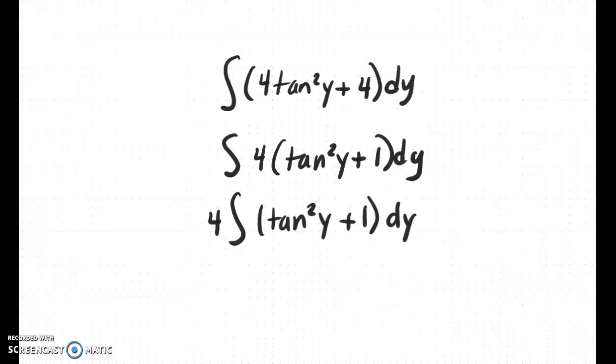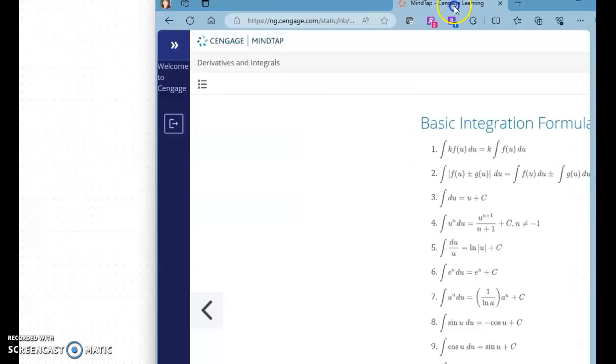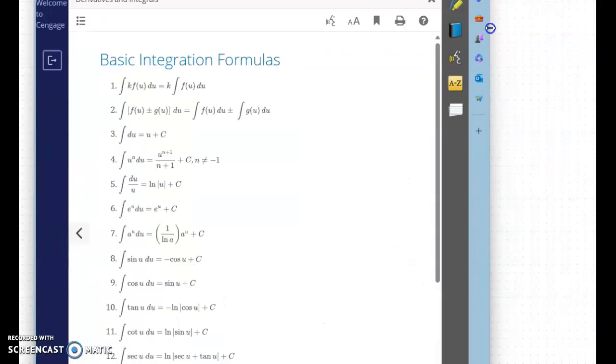And so we don't have a rule for the integration or antiderivative of tangent squared u, but we do have a rule for other things. And we want to see if we can change this by using trig identities. And so let me show you the basic integration formulas. They are in the front of our book.